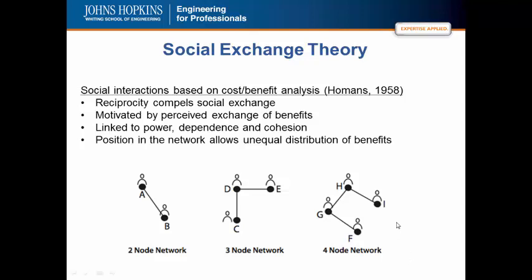In an example like the two-node network here, we see reciprocity. In the three-node network, node D occupies a position of power, because if E and C want to exchange resources or knowledge, they must go through D, which gives D a position of power. In the case of a four-node network such as this, we'll find that because I and F do not have the ability to exchange except through H and G, H and G may exchange with each other to a greater degree and exploit the profits or the benefits in the network, leaving I and F disproportionately less well off. So the position in the network allows an unequal distribution of benefits. Thus, who you know and who you're connected to matter.